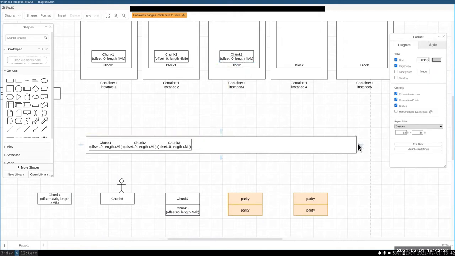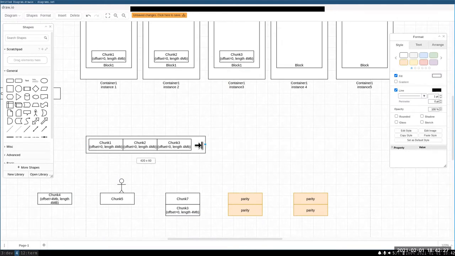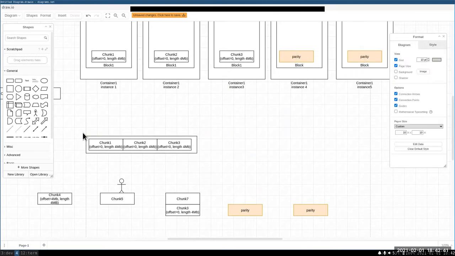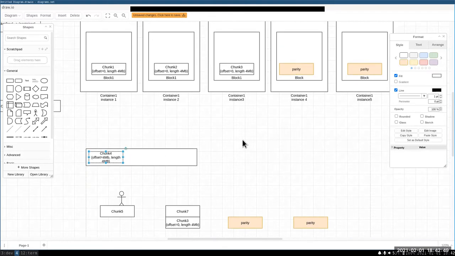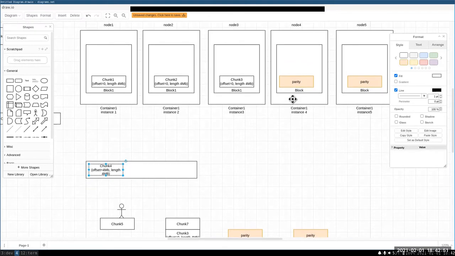And at this time, I can calculate the parity. Both parities are calculated from this data, parity one and parity two. I can upload them here and here. And now I can clean up this buffer and continue with chunk four. That's how it works. And I can just continue the same way.